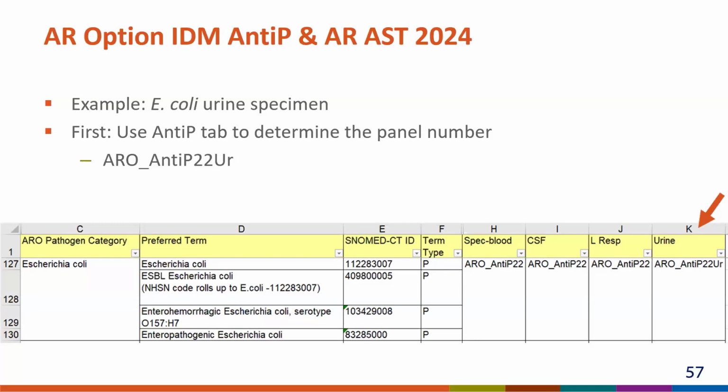So let's talk through an example here. Let's say I have an E. coli that is isolated from a urine specimen. First, I'm going to use the anti-P tab to determine the panel number. And in this case, I'm going to go to the E. coli pathogen category. And I have just a regular E. coli. So I'm going to refer to row 127 in my IDM tab. I'm going to go over to the urine column, column K, and I can see that I need to use the ARO anti-P22UR panel for reporting this event. Next slide, please.